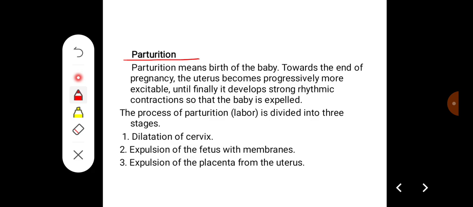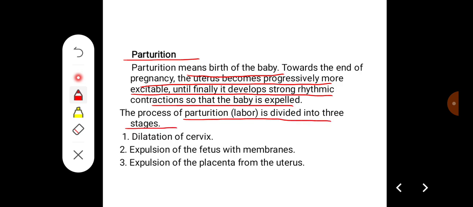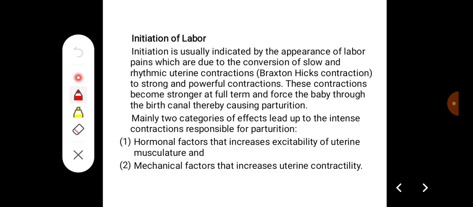Coming to parturition. Parturition means birth of the baby. Towards the end of pregnancy, the uterus becomes progressively more excitable until finally it develops strong rhythmic contractions so that the baby is expelled. The process of parturition is divided into three stages. The first stage is dilatation of the cervix, the second stage is expulsion of the fetus with membranes, and the third stage is expulsion of the placenta from the uterus.